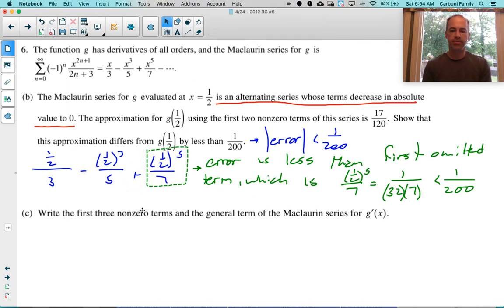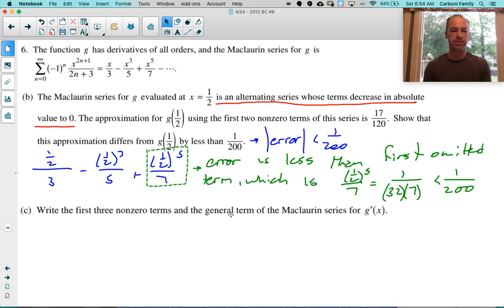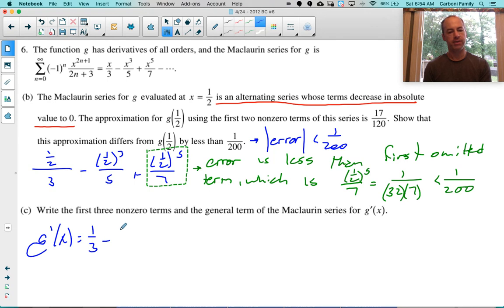And then C is going to be fairly straightforward. Write the first three non-zero terms and the general term for G prime. We're simply going to do the derivatives of the first three terms. So G prime of x, derivative of x over 3, minus the derivative of x cubed over 5, plus the derivative of x to the 5th over 7. And then for the general term, we'll do the derivative of that. Now remember, the series, we're doing the derivative of with respect to x, so the n's are constants this time.